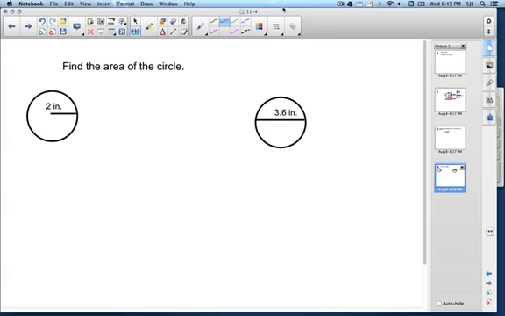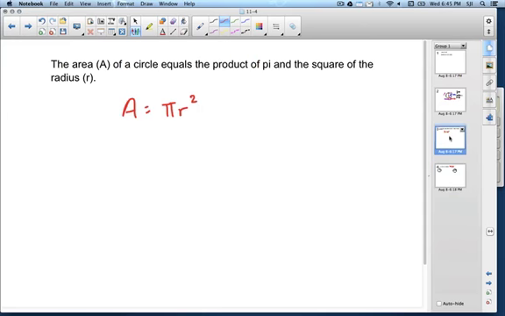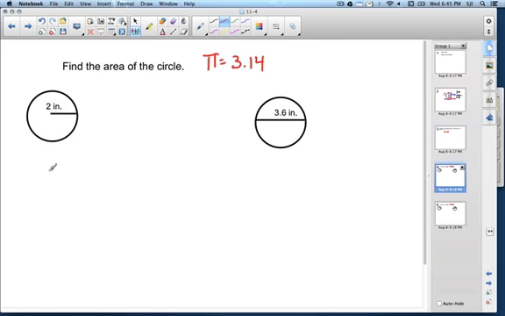So let's do a couple examples. For these two examples, we're going to use 3.14 for pi. So here's our first one. We're given this circle right here, and we're told that the distance from the center to the edge, or the radius, is 2 inches. So we go back. The area of a circle is pi r squared. So I'm going to write that down first. Area equals pi r squared.